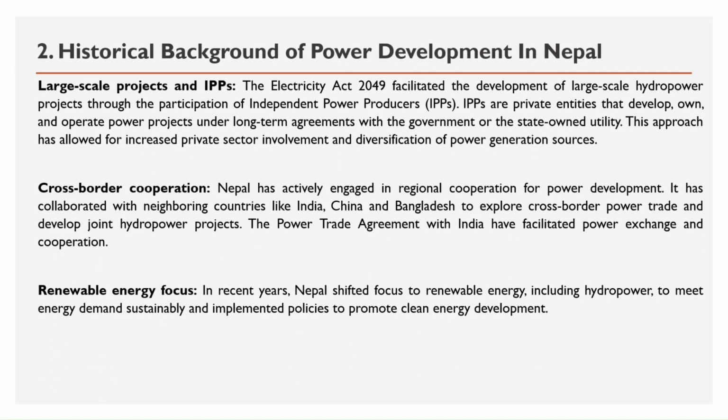Large-scale projects and IPPs. The Electricity Act 2049 facilitates the development of large-scale hydropower projects through the participation of IPPs. IPPs are private entities that develop, own, and operate power projects under long-term agreements with the government or the state-owned utility. The approach has allowed for increased private sector involvement and diversification of power generation sources.